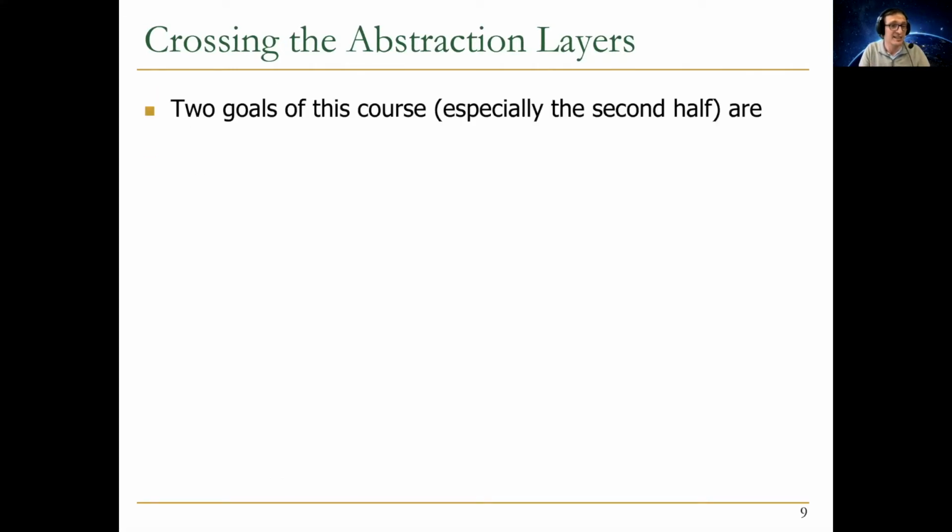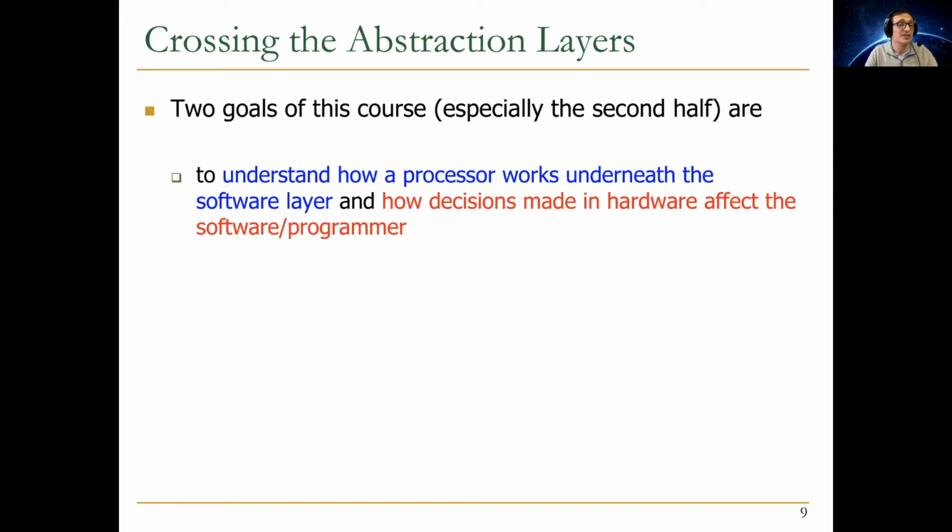Okay, so basically two main goals of this course, especially the second half after we built some basics, are first to understand how a processor works underneath the software layer and how decisions made in hardware affect the software or the programmer. So we're going to put as much emphasis as possible on this. Like why some decisions lead to much faster running programs, and what kind of programs should those be so that you can accelerate them? We're going to talk about that.